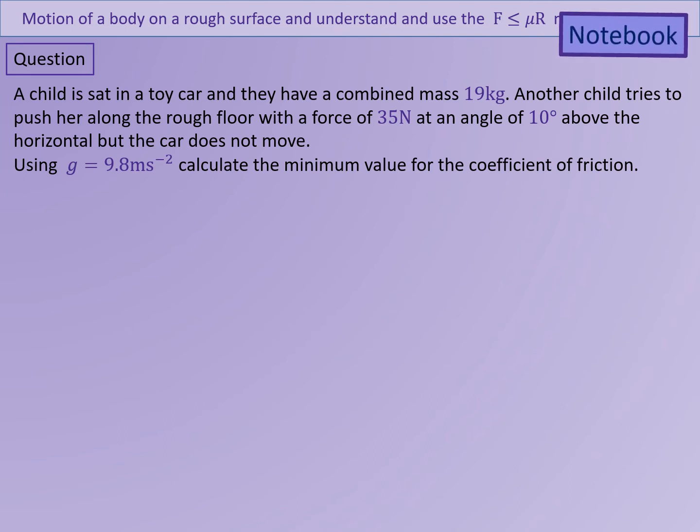So what I'd like you to do, please, is get the question down in your notebook, as it's saying there, because it's an important question. But then I'd also like you to have a go at drawing that force diagram yourself, please.